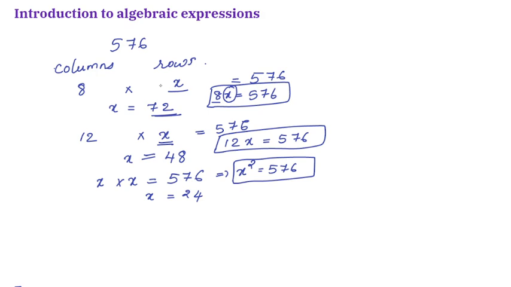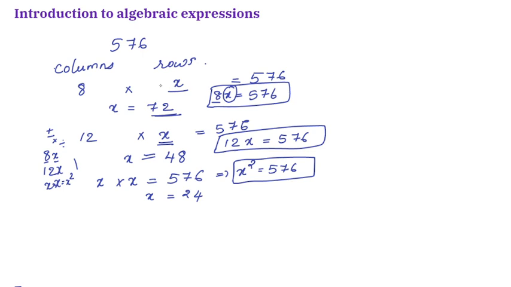Now this 8x or 12x or x square, where x into x is equal to x square, all these we will call algebraic expressions. So what is an algebraic expression? An algebraic expression is nothing but something having a constant and a variable, connected with operations like plus, minus, multiplication or division. So we will call it an algebraic expression.